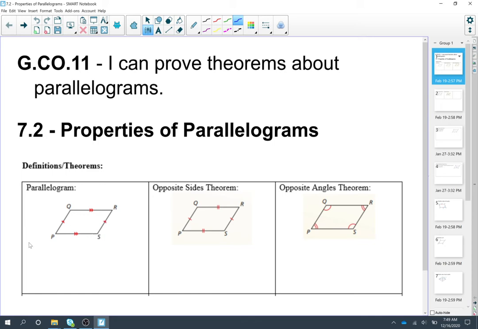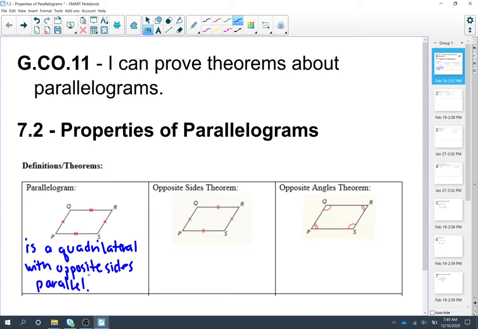So a parallelogram is a quadrilateral with opposite sides parallel. Now remember that a quadrilateral means any four-sided figure. So this is a four-sided figure with the opposite sides parallel. Now, on a parallelogram, we have a couple theorems.